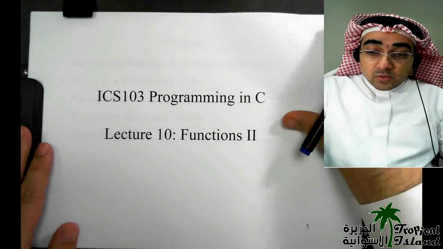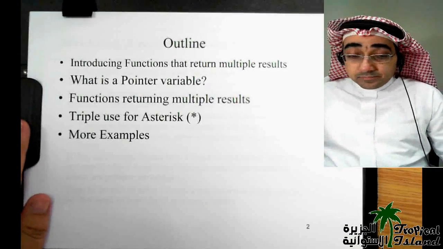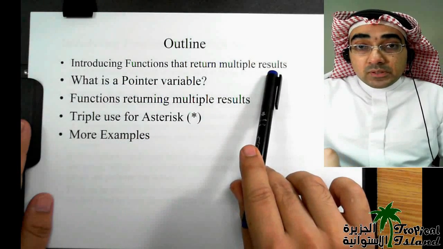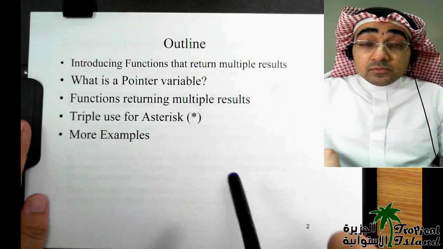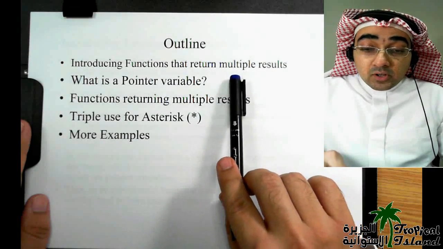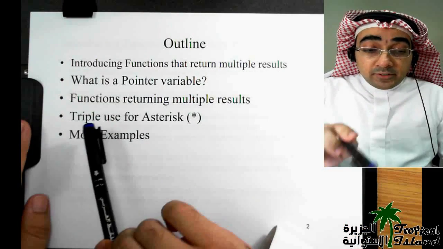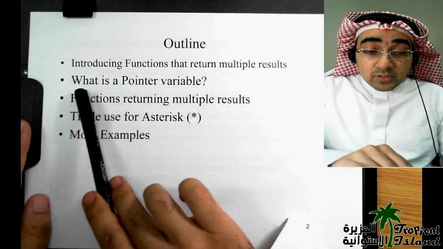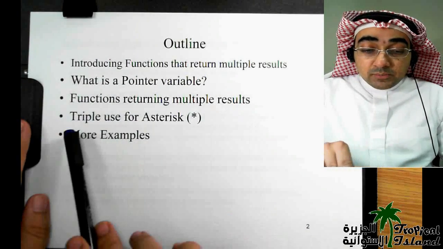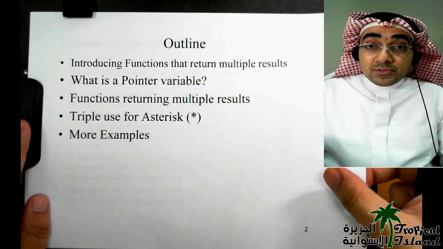Okay, so we're going to continue our lectures as we were going on, and in this lecture we're going to be talking about an introduction to functions that return multiple results. In the last lecture we learned how to return a single result. Now in this lecture we are basically going to return multiple results from a function. To do this, we're going to define what a pointer variable is. Then we're going to talk about functions returning multiple results, then the use of structs, and we'll give you examples at the end.